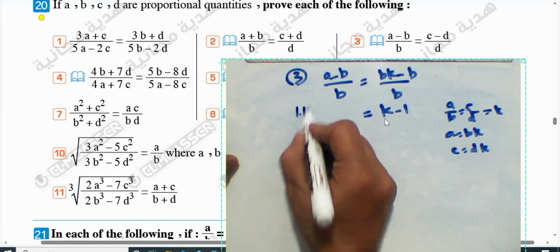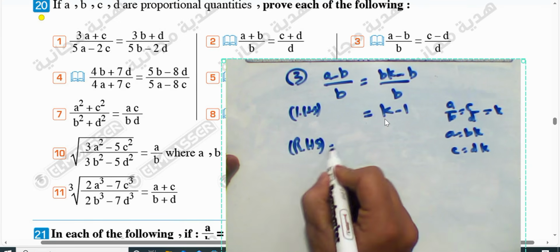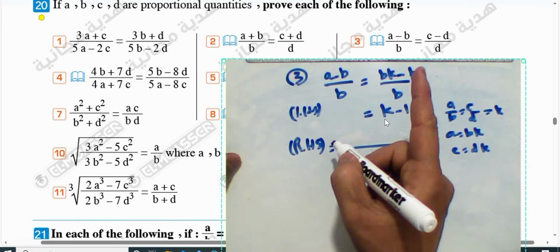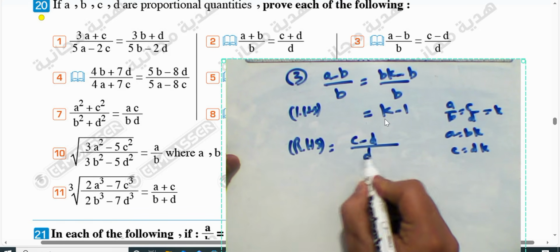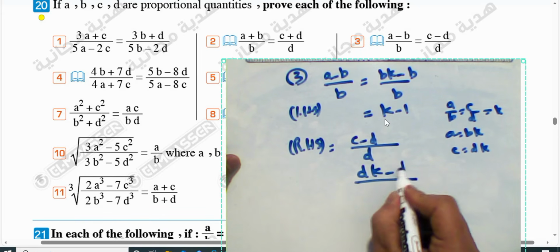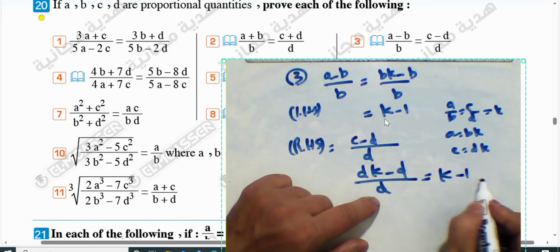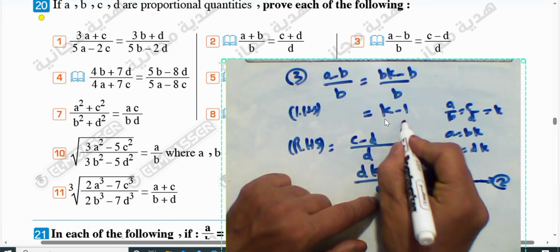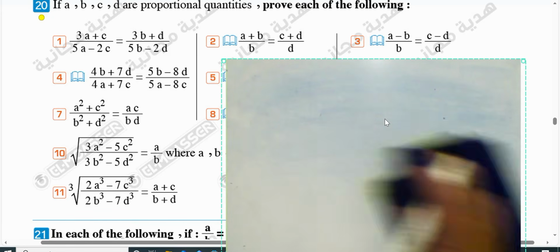This is the left-hand side. And the right-hand side, (C minus D) over D. C was DK, subtract D, over D. You can divide the two terms by D, and the result will be K minus 1. This is relation number 2, and here is number 1. From relation number 1 and 2, they are equivalent. The two expressions are equivalent.